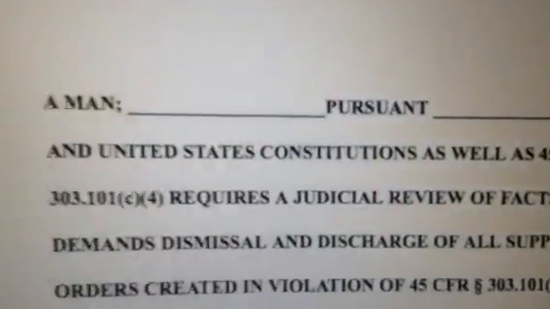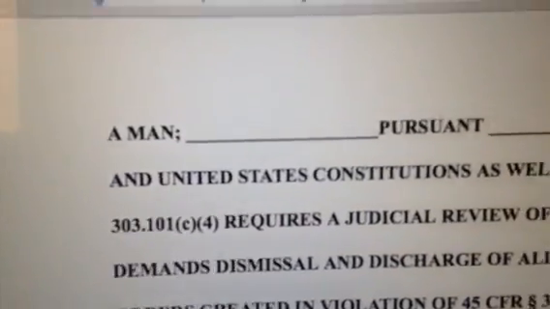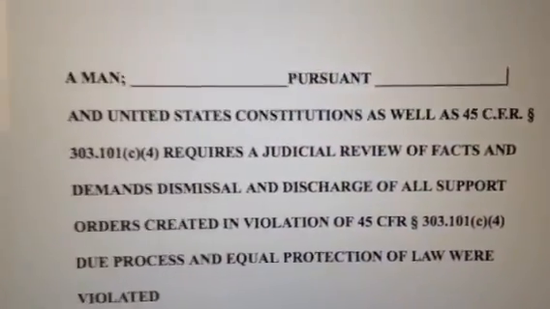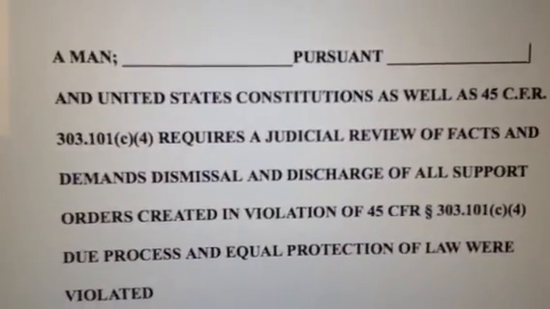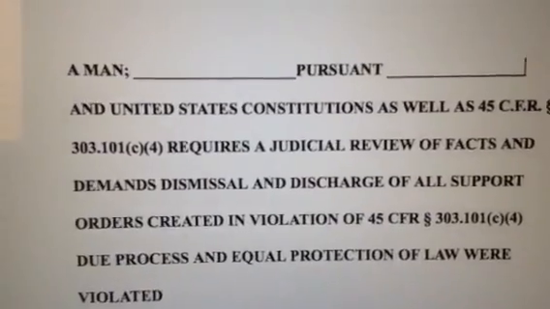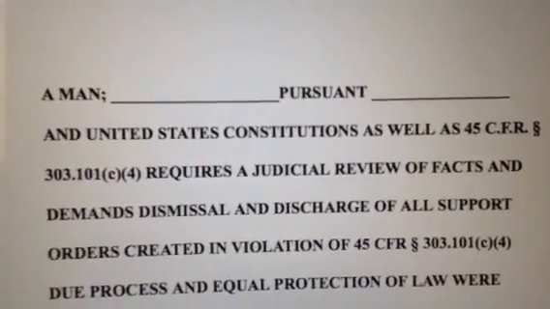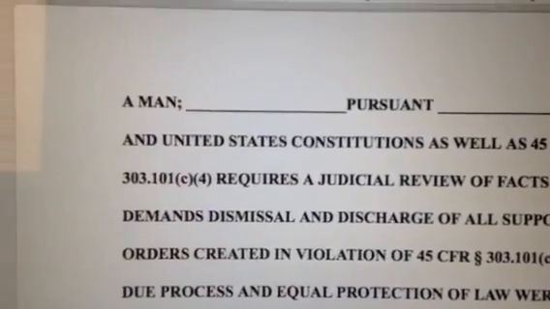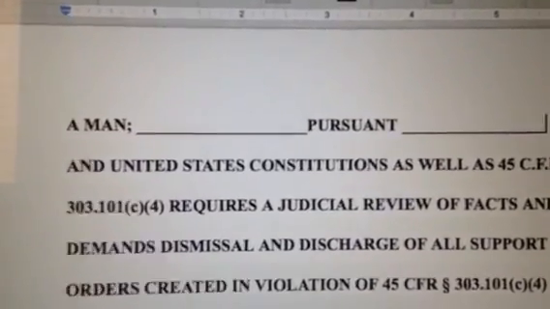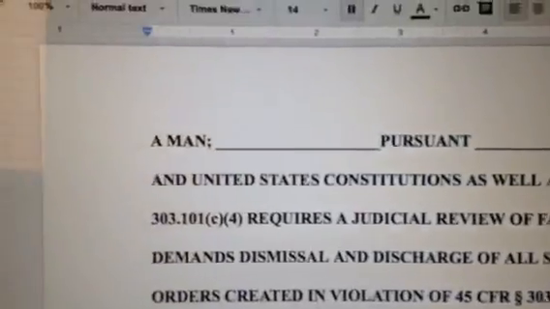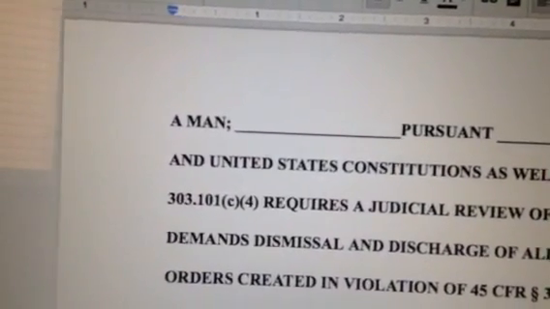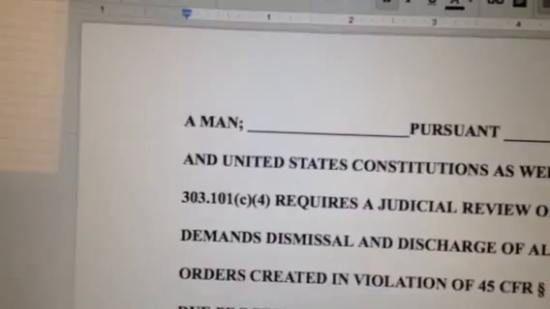Okay, what you're going to do is, a man, you're going to put your name there. You're going to put the state you live in. Okay, and what we're doing is we're going to use their procedures against them. Because all these support hearings are supposed to be in compliance with 45 CFR 303.101. And it's called expedited processes.